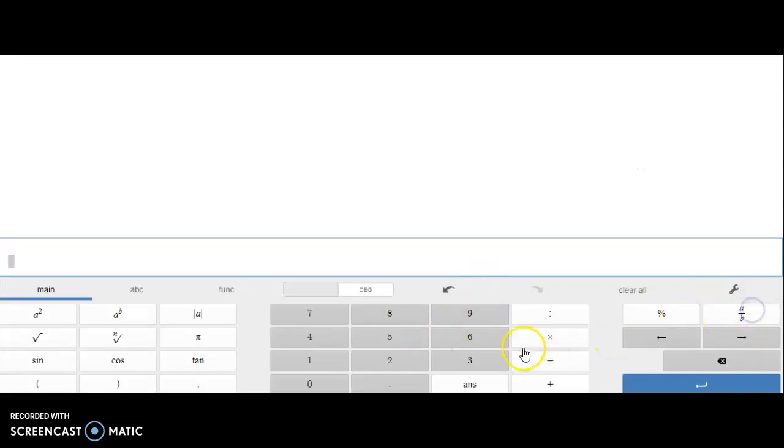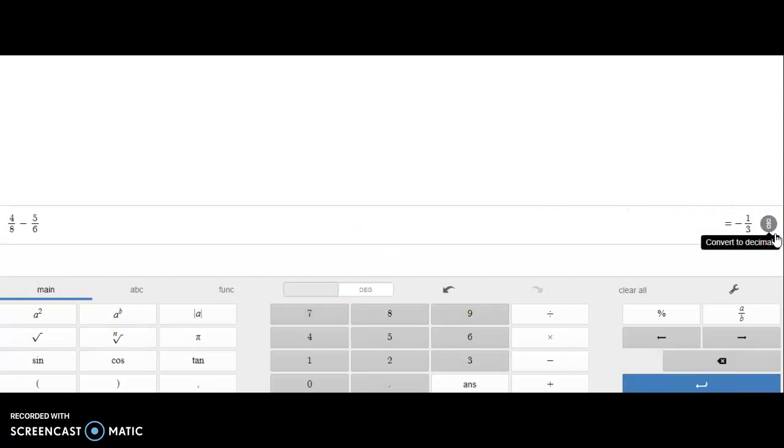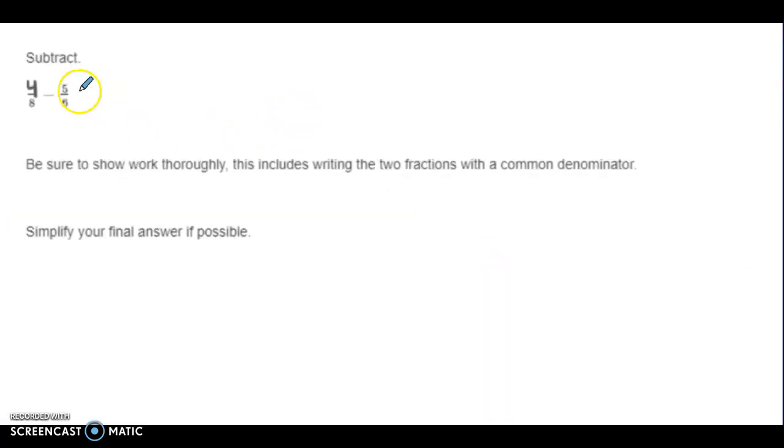I'm going to come over here and type in 4 over 8 minus another fraction of 5 over 6. And I get my answer, and it tells me negative 0.33, but I want that answer as a fraction as well. All right, so I know that my answer is going to be negative 1/3. I like to use my calculator first, just so I know what the answer is supposed to be, so that when I show my work, I make sure that my work is actually giving me that answer. So now that I know what the answer is, I'm going to go back and show some of my work. So I know that it's going to equal negative 1/3.